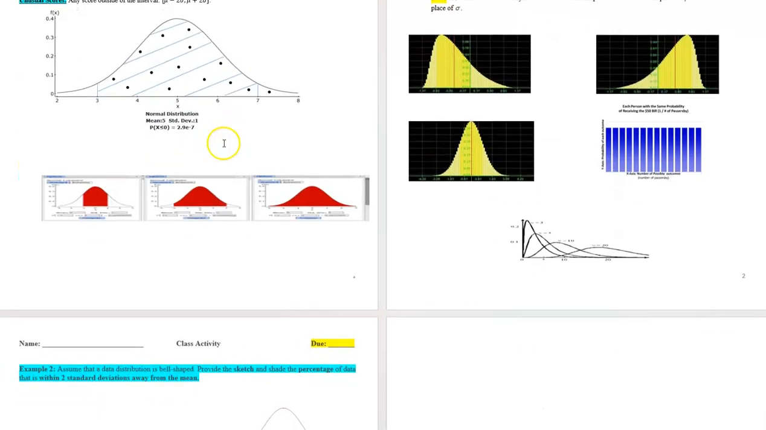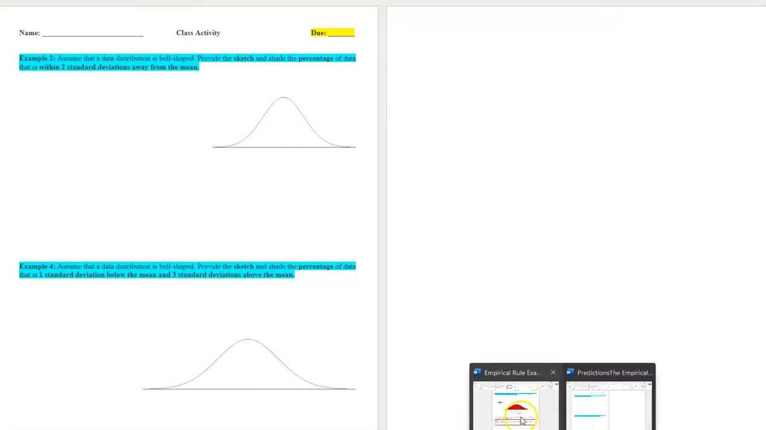Now, as we're looking at spread of data, you have to look at whether you have symmetrical intervals or not symmetrical intervals. For instance, within two standard deviations, that means you do have symmetrical intervals. That means you're going to go up 2 and below 2. But example 4 is not symmetrical. So let's take a look at the solution.